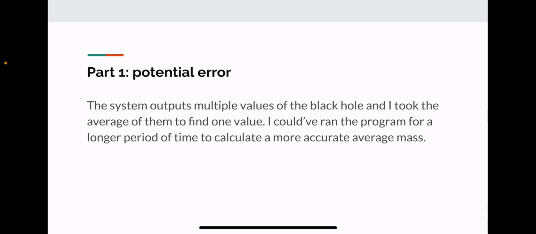Potential error in this lab comes from the fact that the system outputs multiple values of the black hole's mass, and I took the average of them to find one value. I could have run the program for a longer period of time to calculate a more accurate average mass.